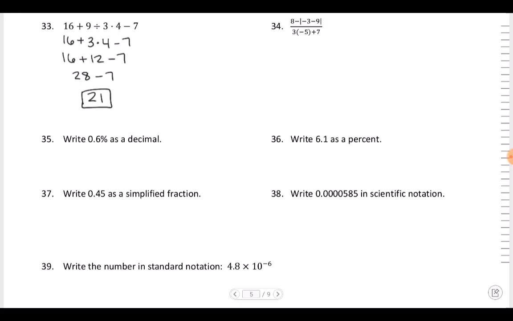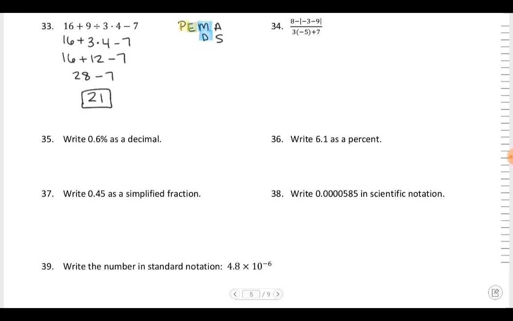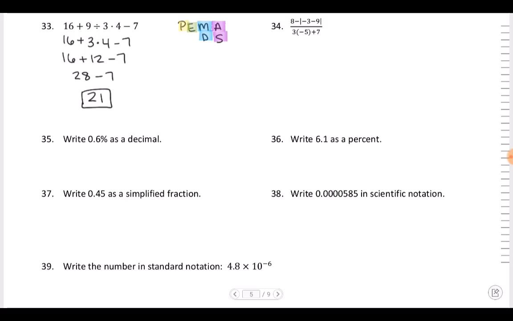Okay. On number 34, again, we have parentheses or grouping symbols. Here, let me write my... And I'll put my colors back on it, because why not, right? Colors are fun. There we go.